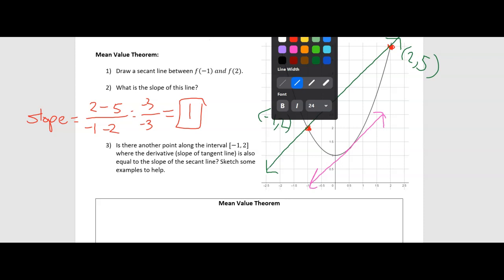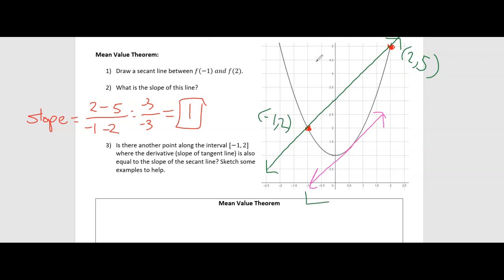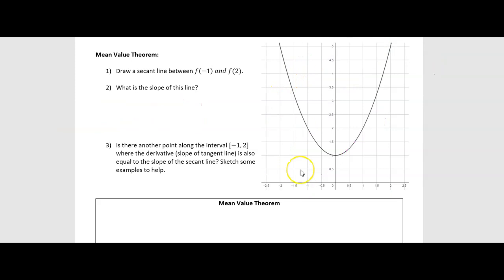All right, so let's really think about what that means. On the interval negative 1 to 2, the average rate of change is 1. Right? As I move over 1 unit on the x, I'm increasing on average 1 unit on the y. Well, all the mean value theorem says is that, again, there's going to be at least one spot where the tangent line has the same slope as the secant line, or where the tangent line slope is the same as the average rate of change. All right, let's write that down, and then we will start to apply it.